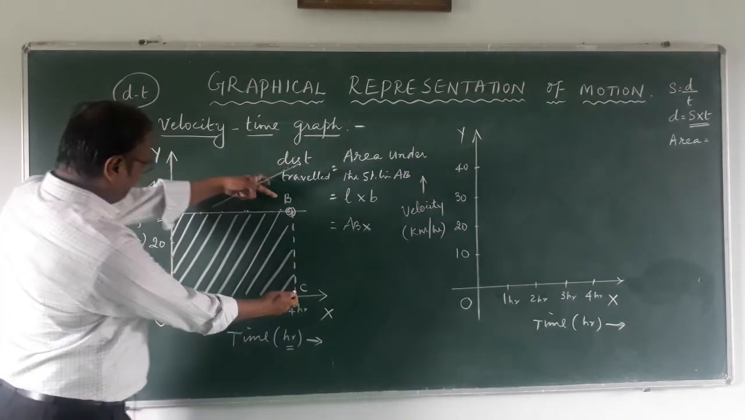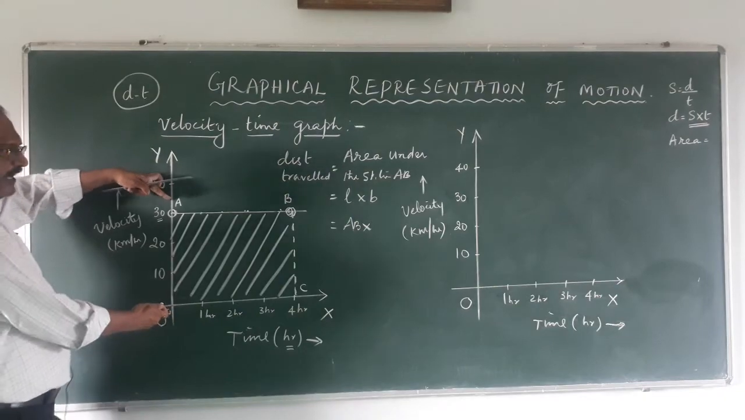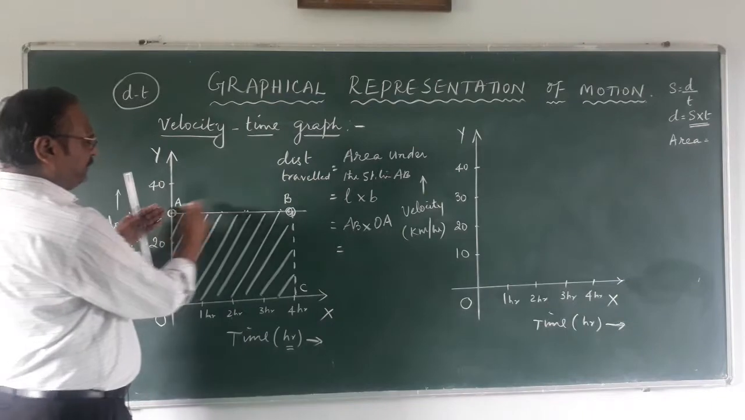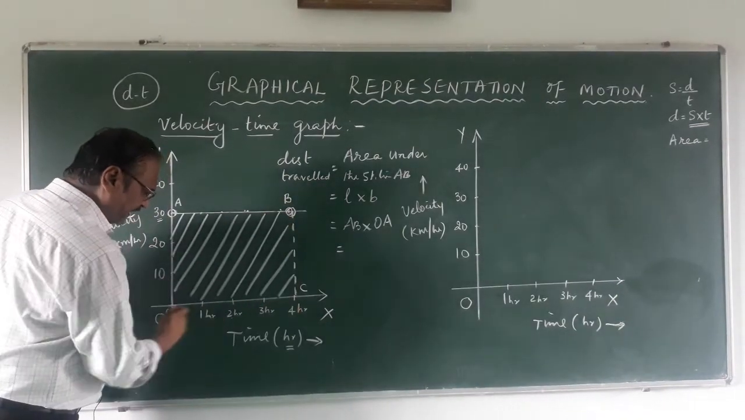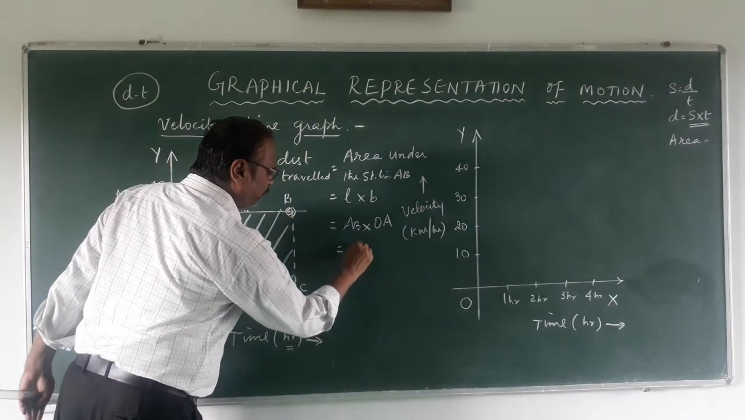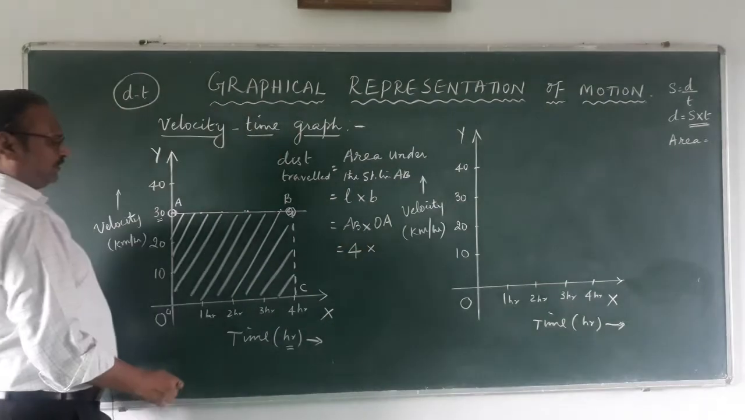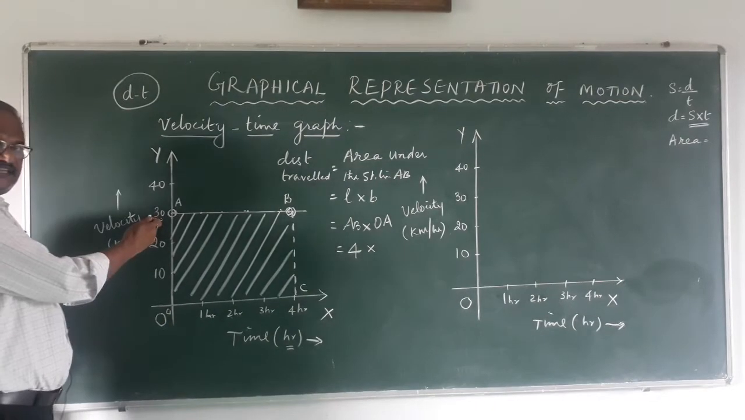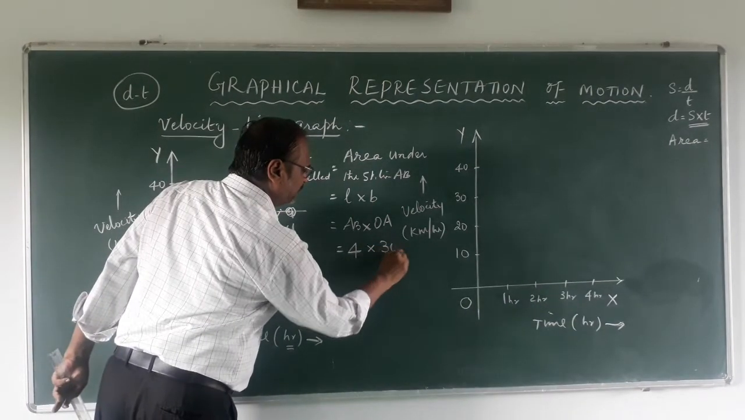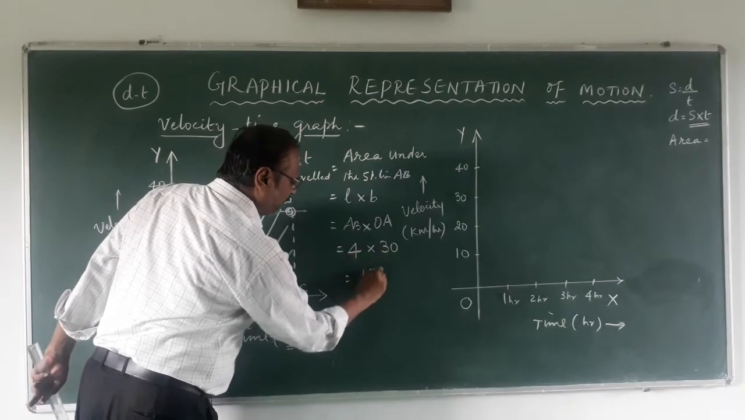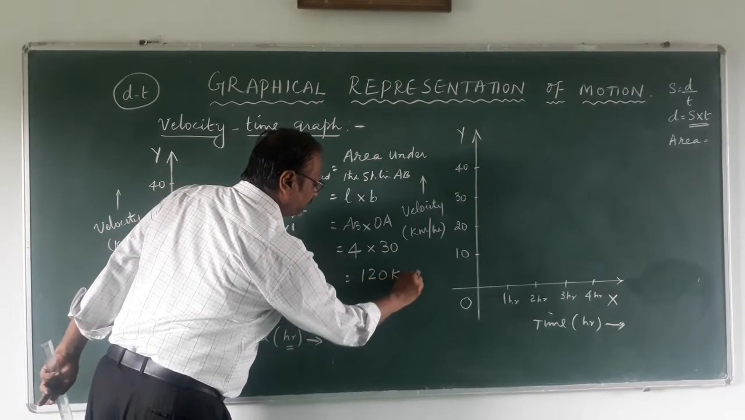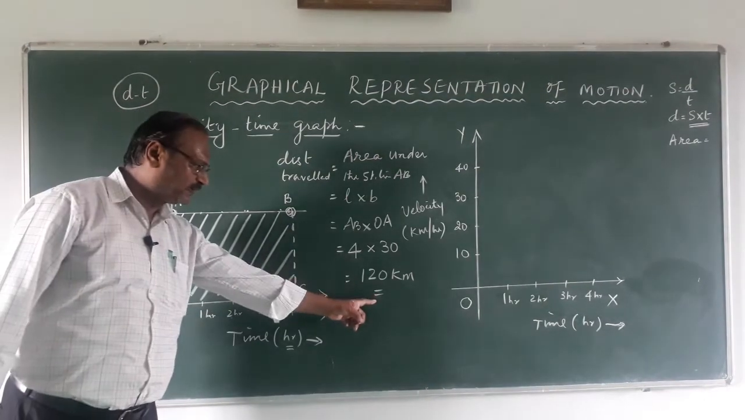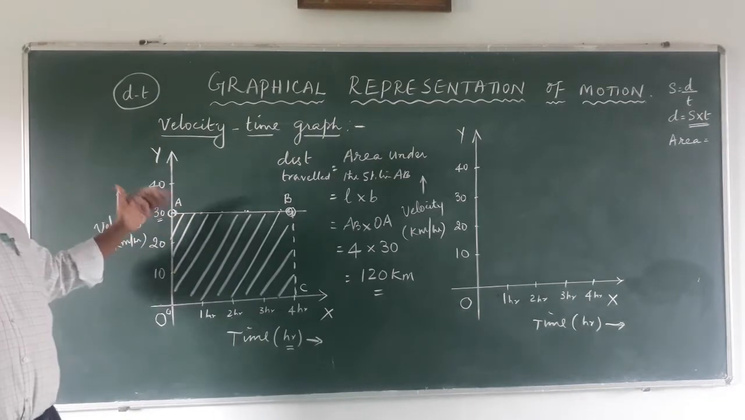What is BC basically? BC is nothing but OA, okay? So, what is AB? AB is OC, that is time. How much time is it traveling? 4 hours, multiplied by BC, which is OA, 0 to 30, so velocity is 30. So, 4 3s are 12, 120 kilometer. The body has traveled a distance of 120 kilometer, which we can determine from this graph.